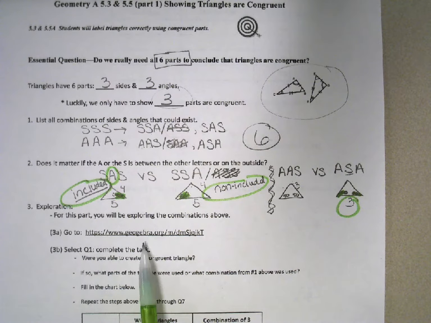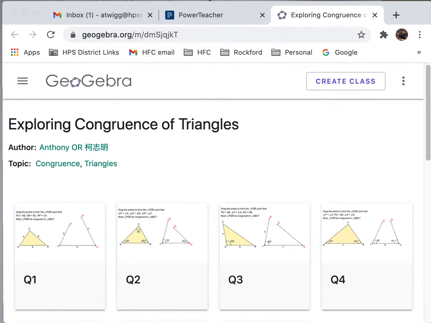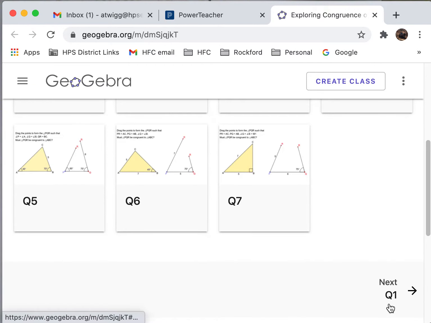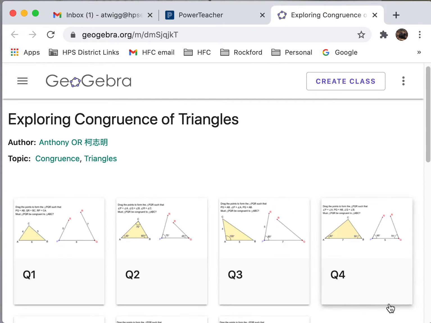So if you're at home, you're going to probably want to either type this in, or if you go to the online notes, you can just click on it. It's a hyperlink and it'll take you right there. But I'm just going to demonstrate and show you what it looks like. So when you go to the website, this is what it will look like. And if you notice, there are 7 different activities for you to go through, and we'll talk about why there's 7 but only 6 combinations.